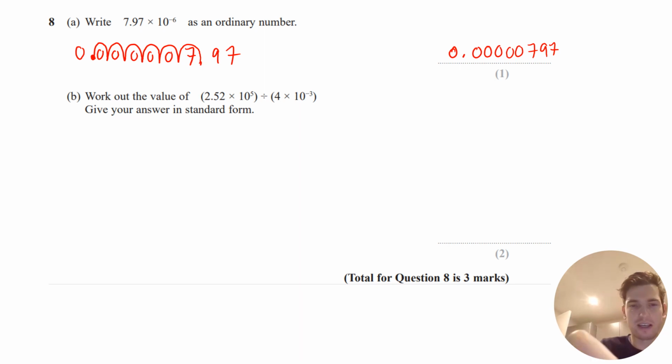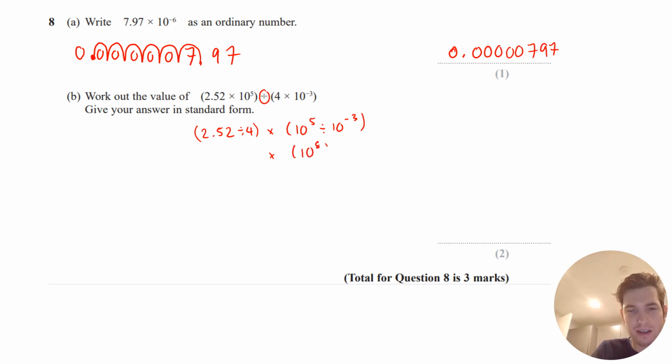Okay, next question. Work out the value. All right, so it's a division here. So I'm going to have to do, first of all, 2.52 divided by 4. And then I'm going to have to do 10 to the power of 5 divided by 10 to the power of minus 3. So let's do the powers of 10 first. So that's easier. I think that is 10 to the power of 8, because when I divide, I subtract my powers. So 5 subtract negative 3 is the same as 5 add 3, which is 8.